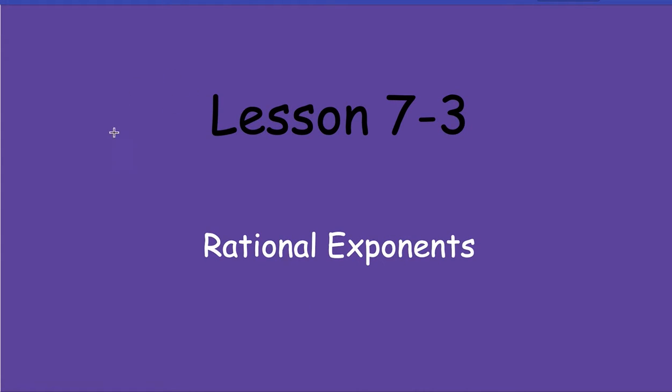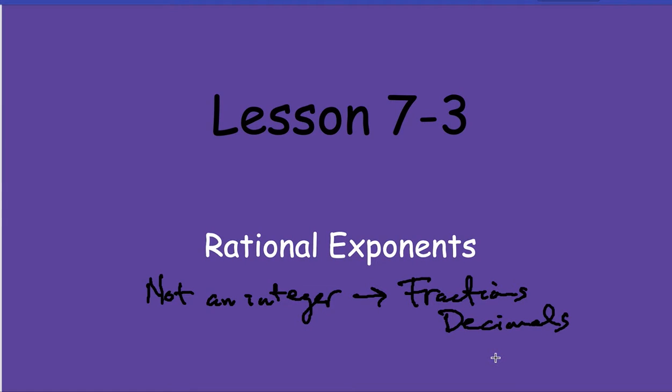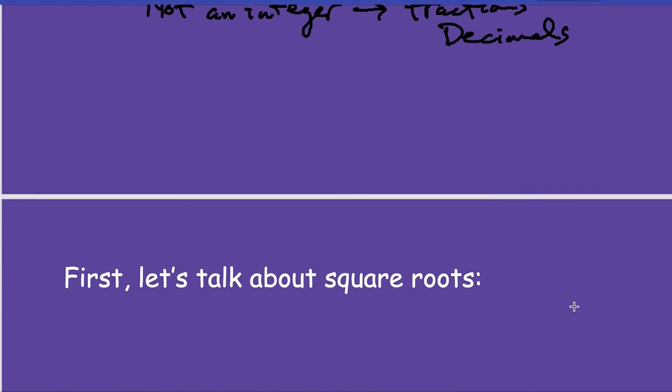When we talk about a rational exponent, we're talking about any kind of exponent that's not an integer. In other words, that means things like fractions and decimals. We're not going to really talk about decimal exponents today. We're going to concentrate on fractions. So you won't have to worry about that, but the way you would do it is you would turn it into a fraction and then deal with it. So let's just dive right in.